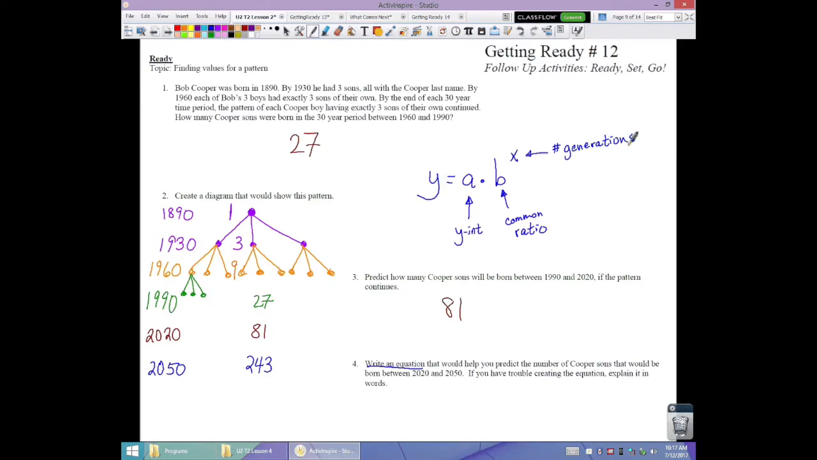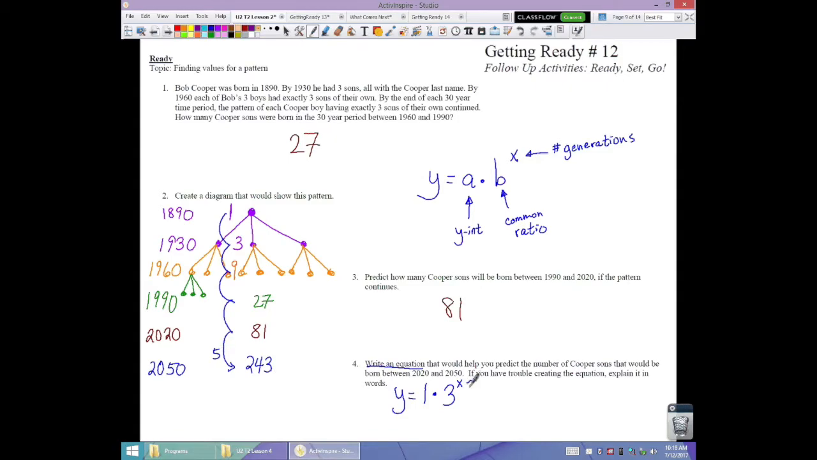Okay? So our equation would be y is equal to our y-intercept, our 0th generation, was Bob Cooper himself, so 1 times our common ratio, each generation we're multiplying by 3, so the b is 3 in this case, and then to the x power, x again standing for number of generations. Well, that 30-year period from 2020 to 2050 would be the, let's see, there's 1, 2, 3, 4. We're talking about going to the 5th generation.